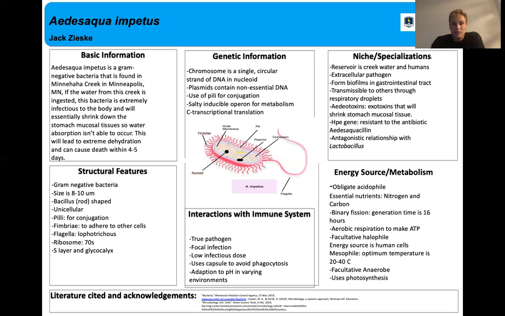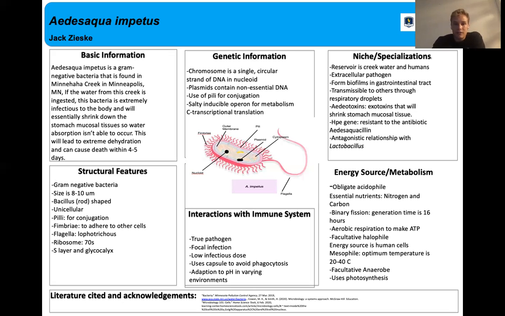Looking at some of the special features of it. So the Minnehaha Creek is a freshwater creek, which serves as a reservoir for the microbe and is a source of the bacterium. This is another reservoir that A. impetus will persist in by gaining energy from its surroundings until absorbed into the human body and into the stomach tissues. And it is a free-living extracellular pathogen, which means that once it's consumed by a phagocyte, it cannot survive.